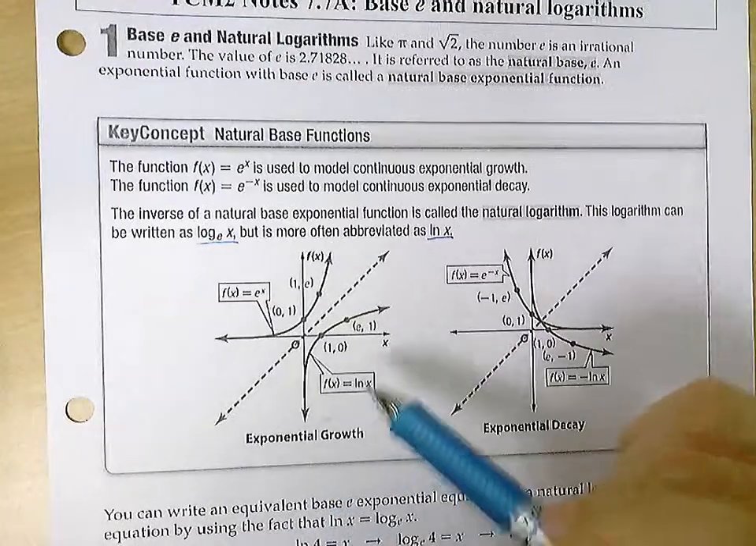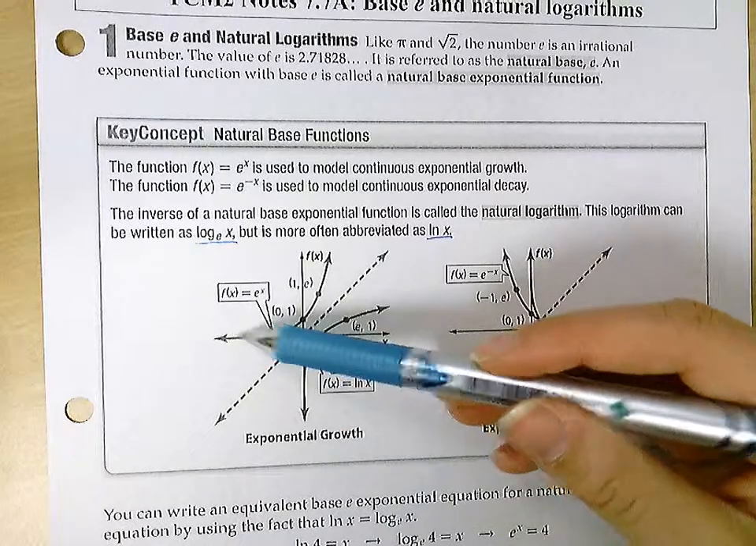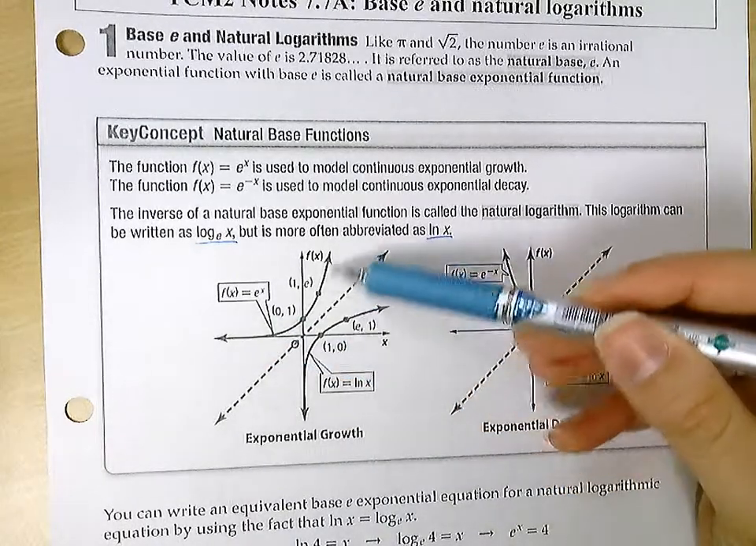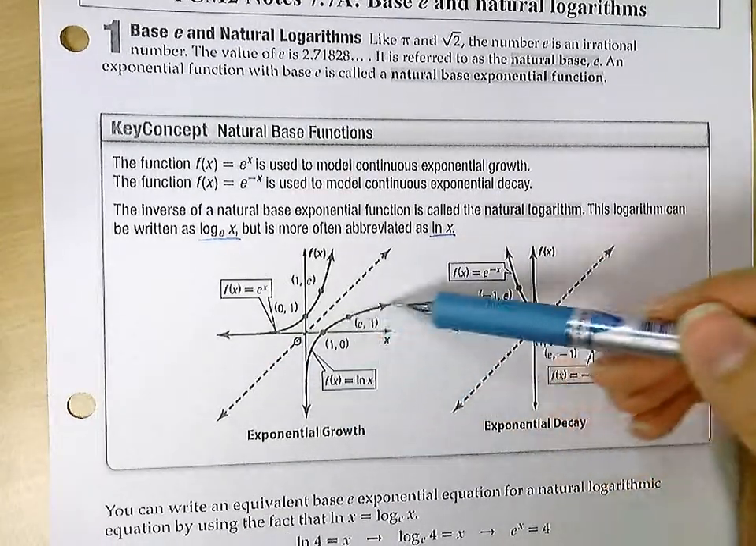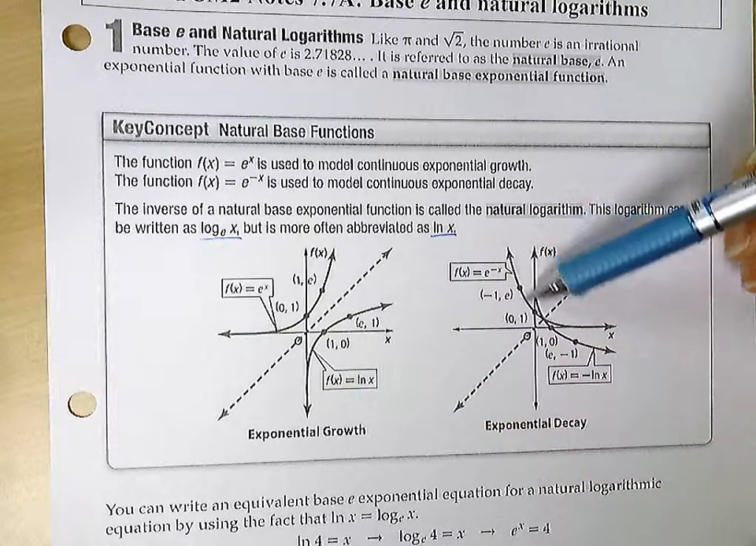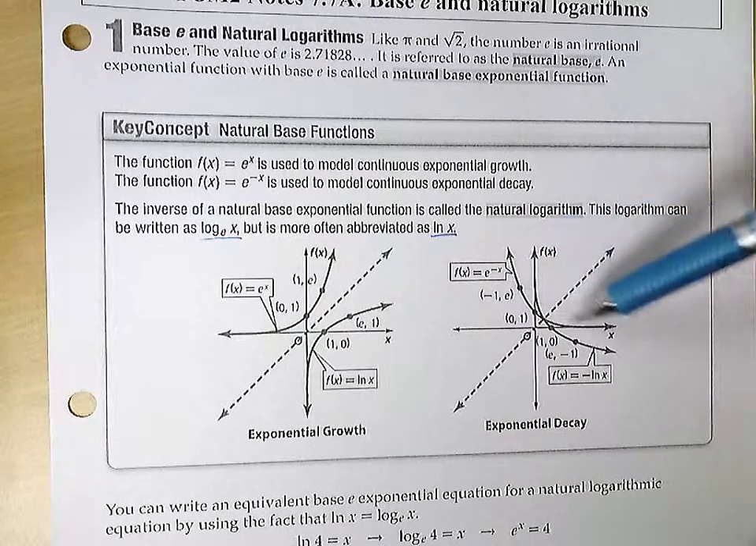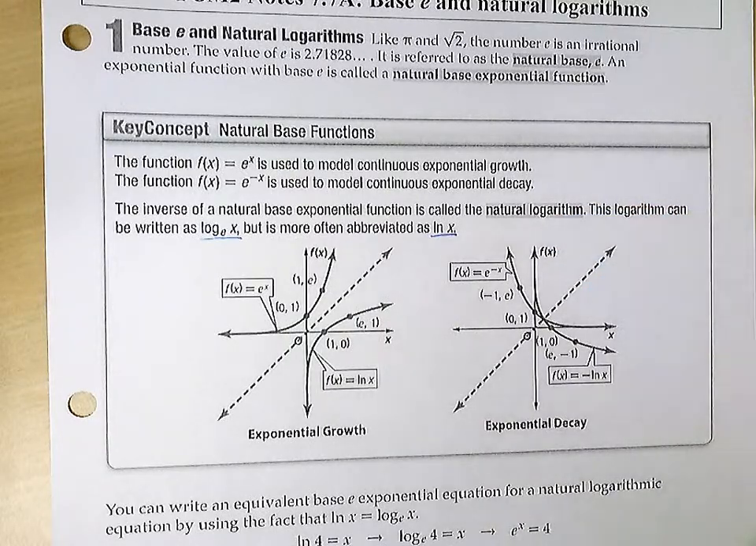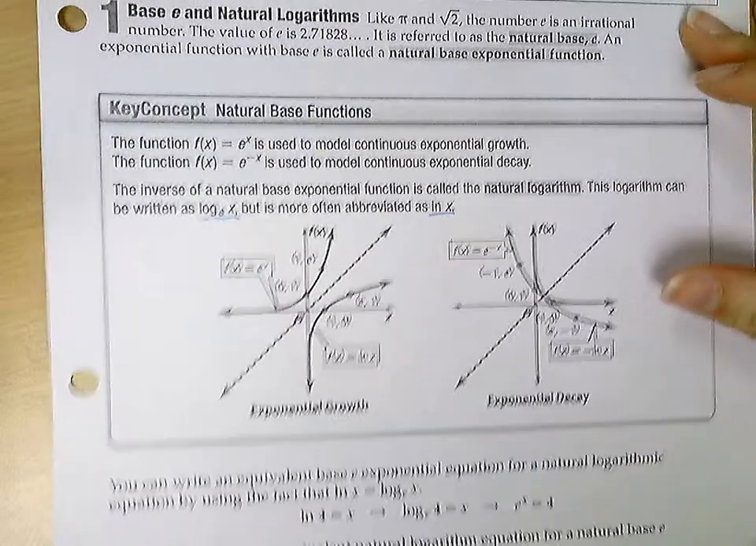So you have your exponential growth here. You have your e to the x function. Its inverse is ln of x. This one is exponential decay, e to the negative x, and its inverse, negative ln of x.